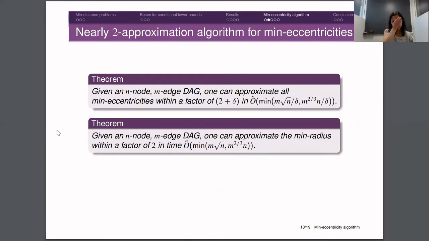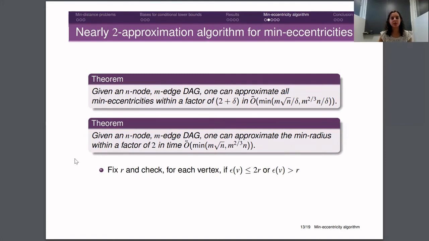Okay, so this here is basically just restating what our results are. We can 2 plus delta approximate. So this is for the case k equals 2, because that's simpler and it's also the most interesting case. We can 2 plus delta approximate all min eccentricities in this runtime, minimum of tilde O of m root n over delta and n to the 2/3 n over delta. And it's basically the same algorithm that you use for min radius, except for these additional deltas.